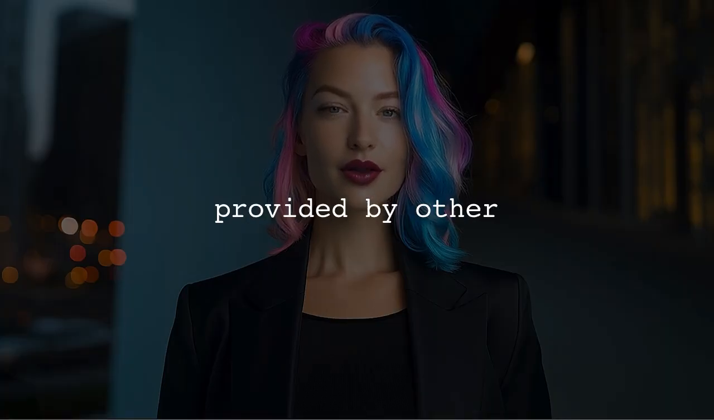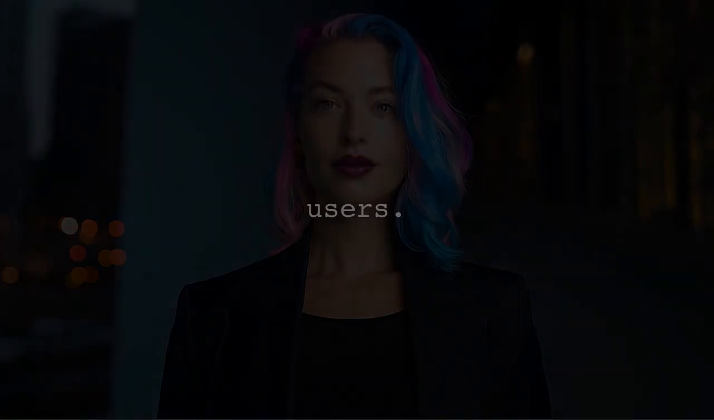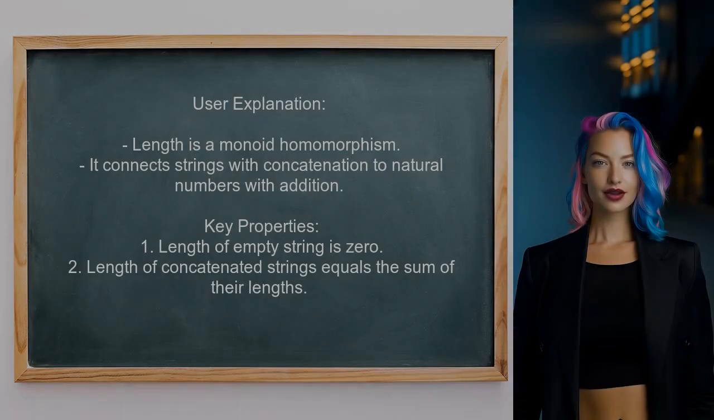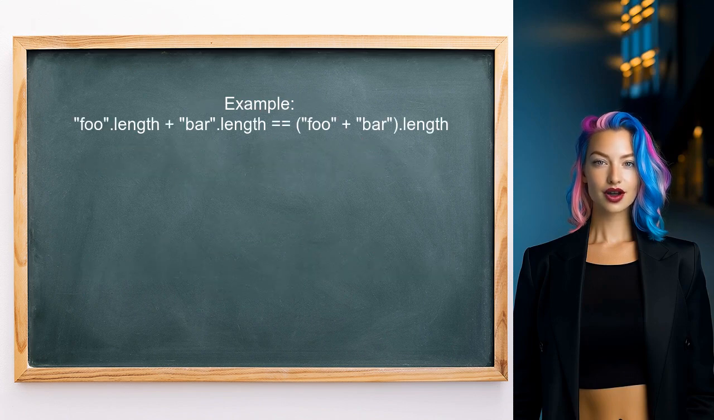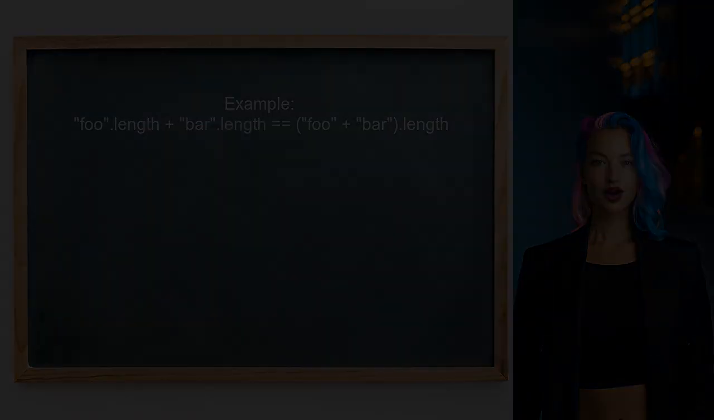Now let's look at the answers provided by other users. This user explains that the length function is a monoid homomorphism between the monoid of strings with concatenation and the monoid of natural numbers with addition. They highlight that length preserves the monoid structure by ensuring that the length of an empty string is 0 and that the length of concatenated strings equals the sum of their lengths.